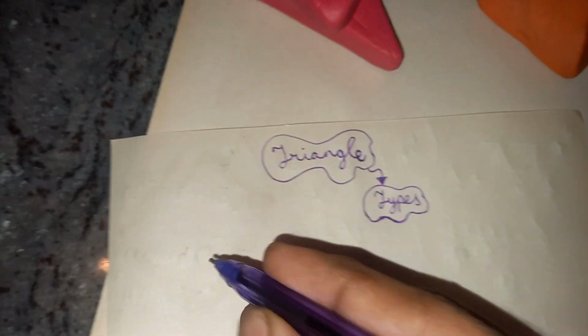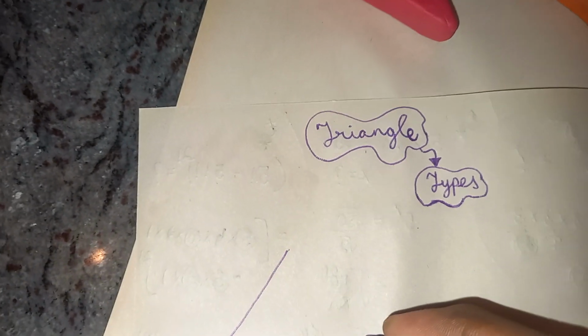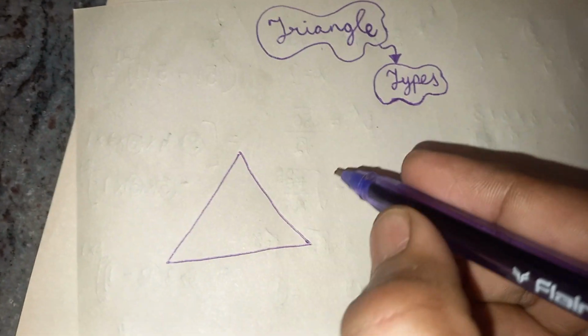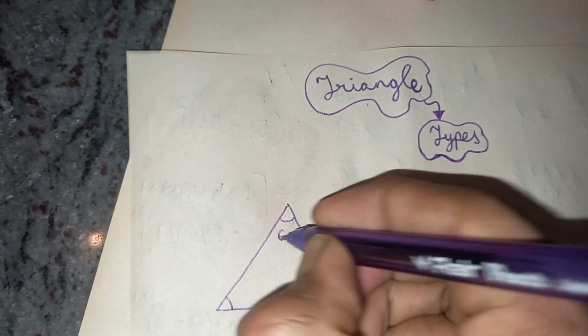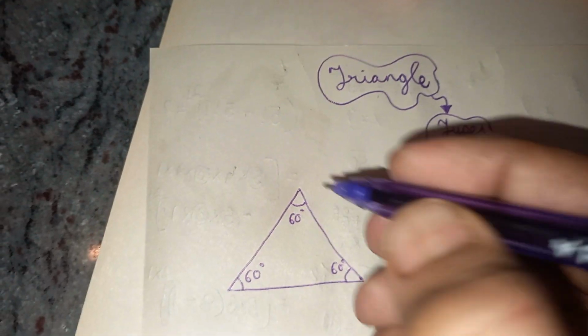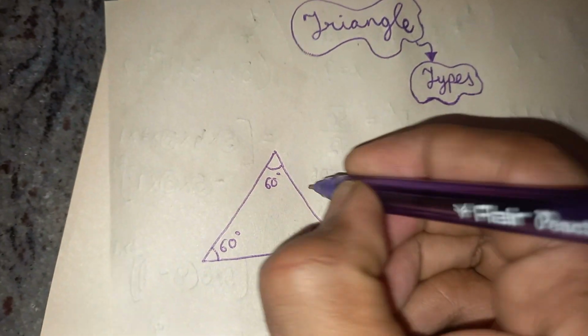Now I'm going to tell you about different types of triangles. You can get three types of triangles. The first is the equilateral triangle. In this triangle, all three sides are equal and all three angles are also equal to 60 degrees. In an equilateral triangle, all three sides are equal.